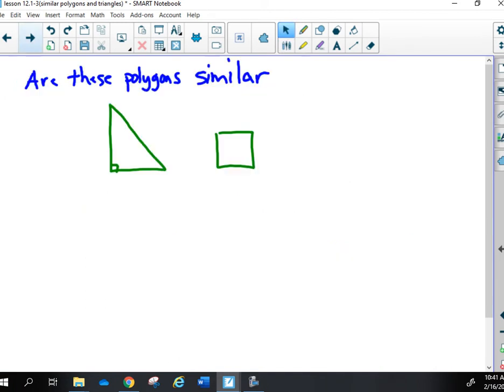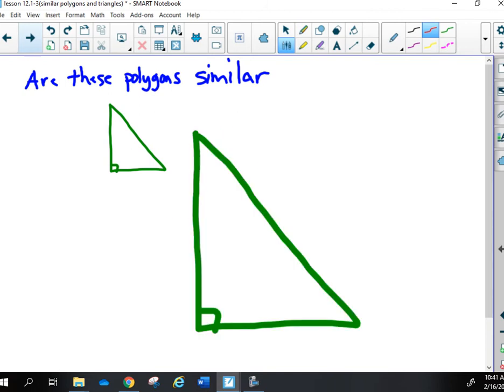So, going on here, we're going to be talking about whether these polygons are similar or not. Obviously, for polygons to be similar, they have to have the same number of sides. If two polygons up here, one's a triangle and one's a square, no, they're not going to be similar. They have to have the same number of sides.